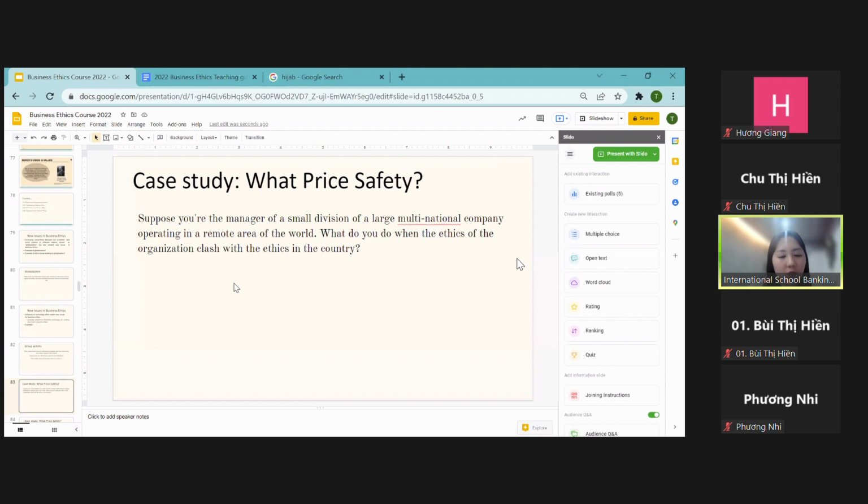Because of globalization, more and more multinational companies can operate in different countries, and when they enter a new country, sometimes they will find a situation where their moral standard conflicts with the moral standard of the host country. So in such a case, which moral standard should they follow? Should they follow the moral standard of the host country, or should they follow the moral standard of their own country? So this is a very interesting ethical issue in globalization. And we are going to watch a video related to this.